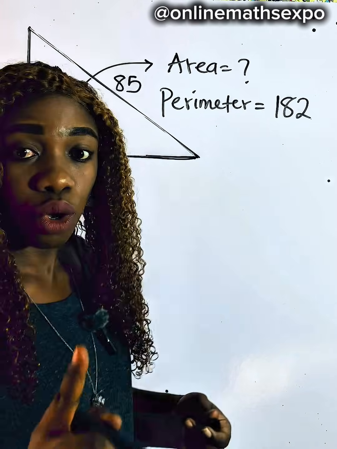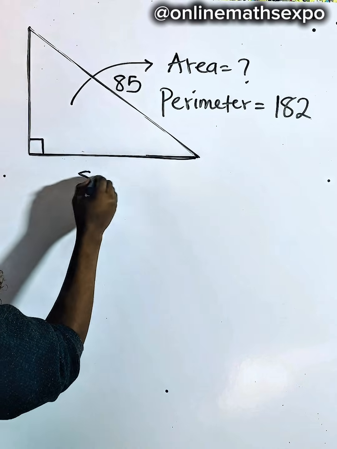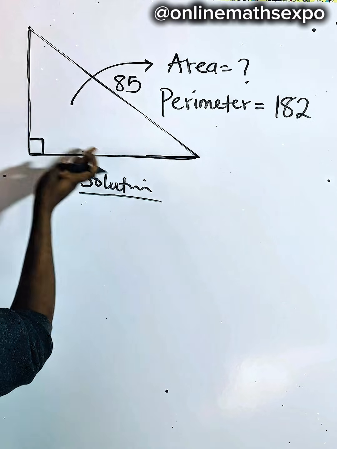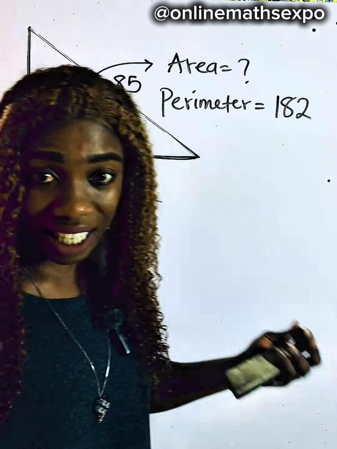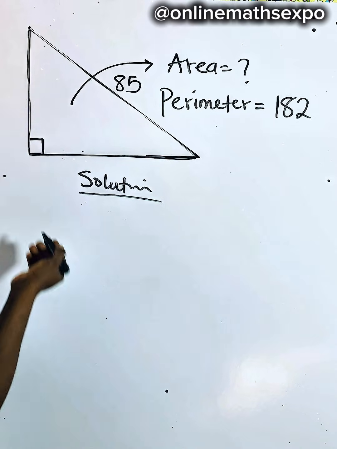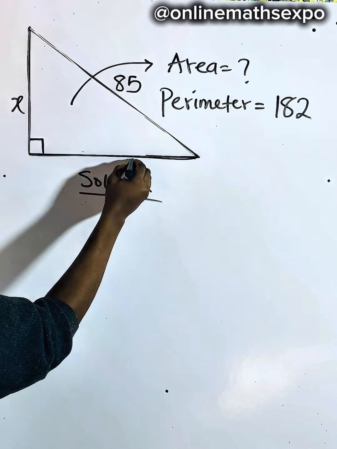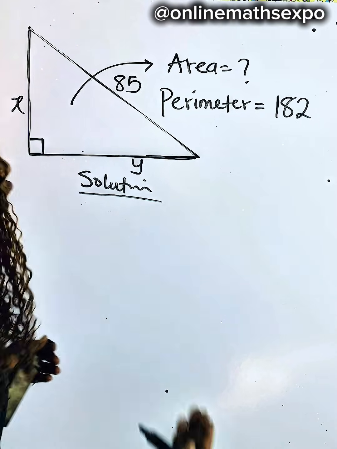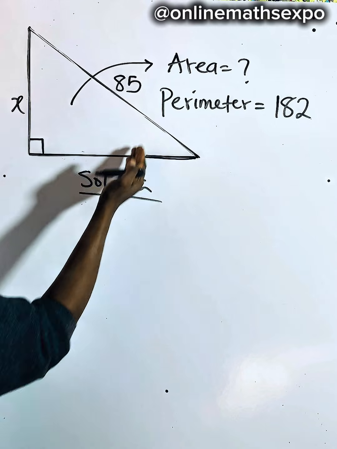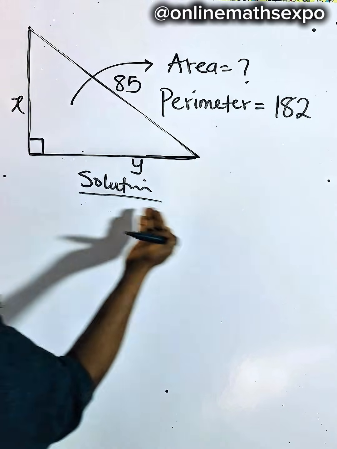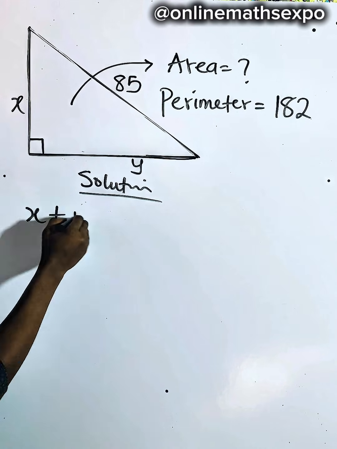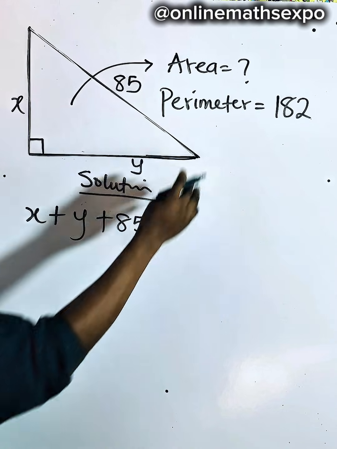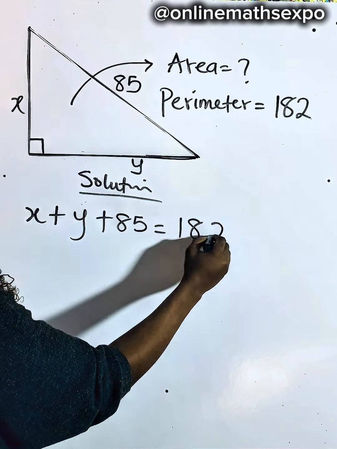So what do you do? We are going to begin with the solution. Now what we do is we can choose to give these sides that are unknown letters. So we give them different letters. We can give this X and this one Y. Now if the perimeter is 182, it means when we add these sides together, it should be equal to this. So we are going to have X add Y add 85 should be equal to the perimeter, which is 182.